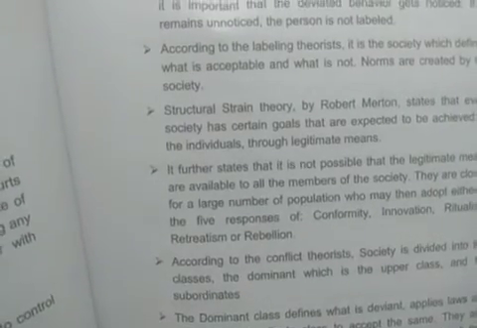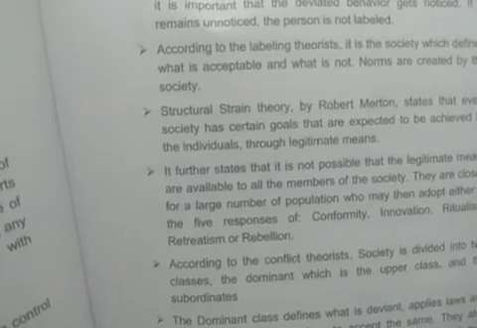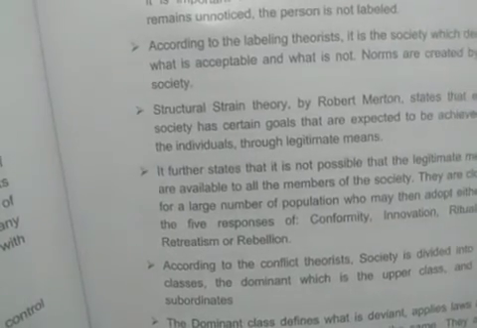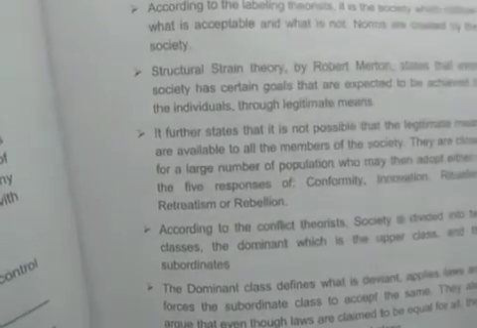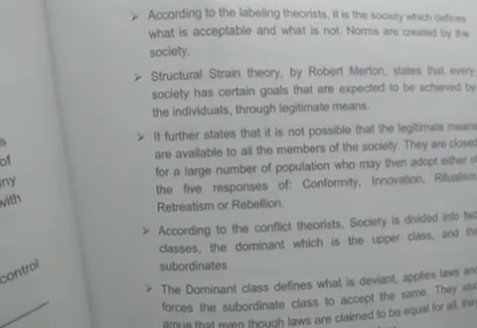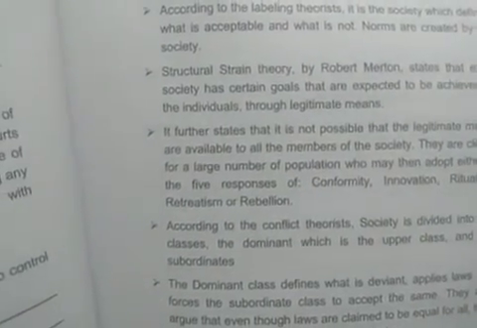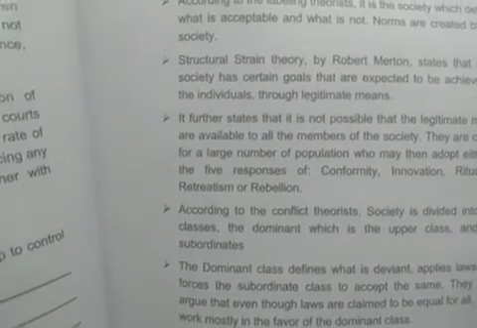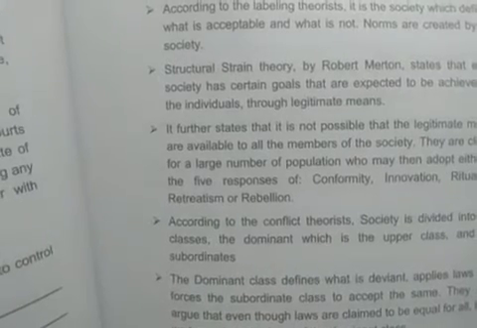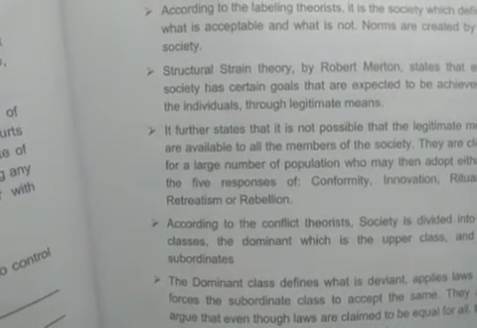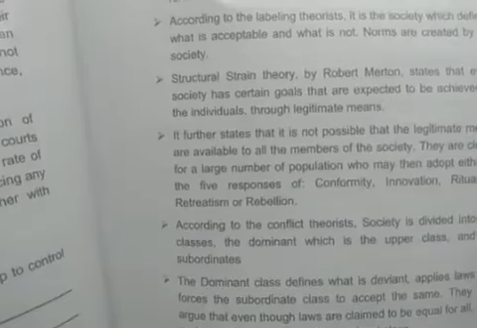Structural strain theory by Robert Merton states that every society has certain goals that are expected to be achieved by the individuals through the legitimate means. It further states that it is not possible that the legitimate means are available to all the members of the society. They are closed for a large number of population who may then adopt either of five responses: conformity, innovation, ritualism, retreatism, rebellion.